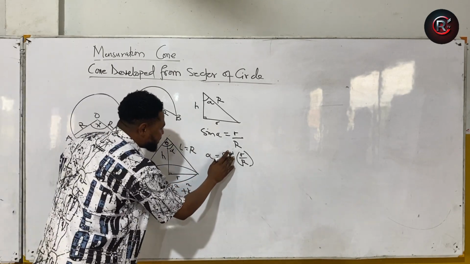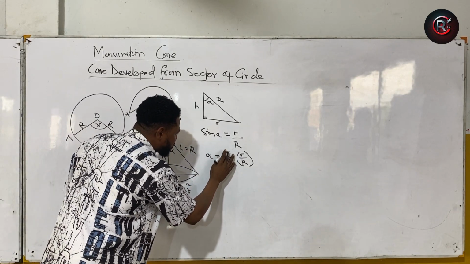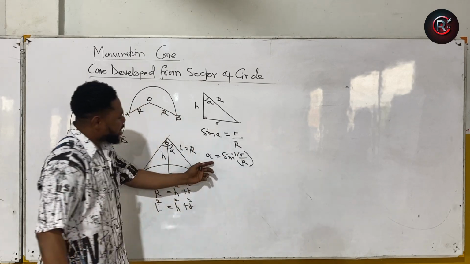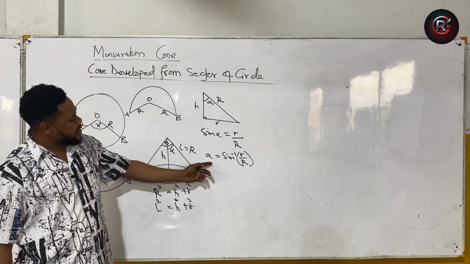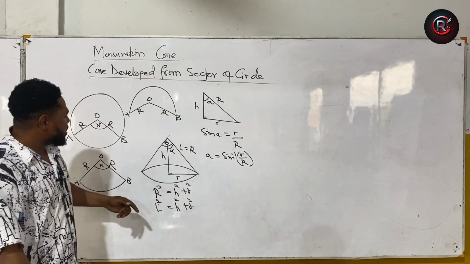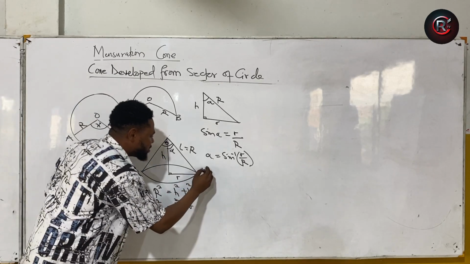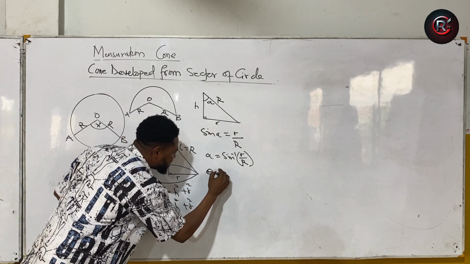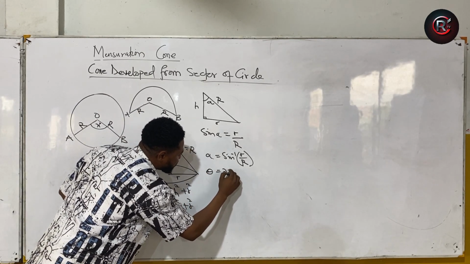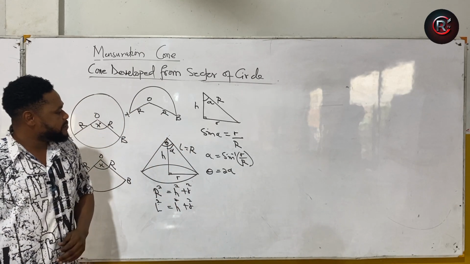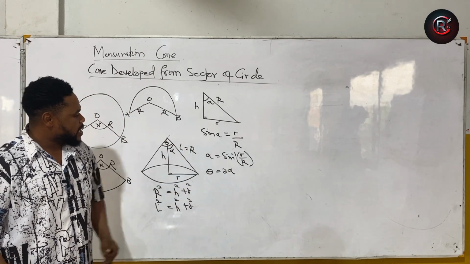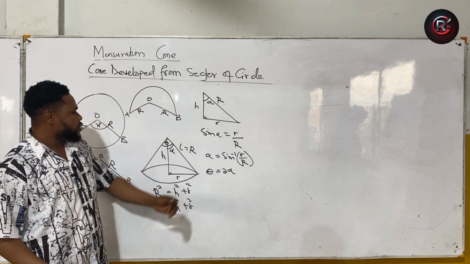So after we get the semi-vertical angle, we can calculate our vertical angle by saying that our vertical angle is equal to 2 multiplied by the semi-vertical angle.